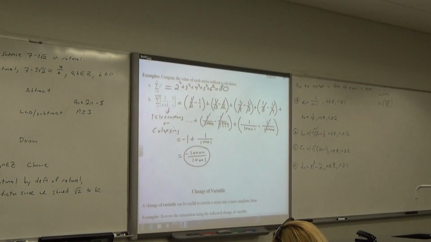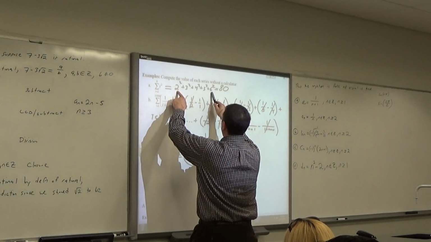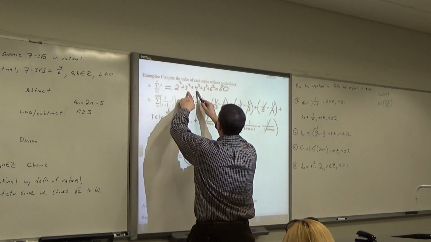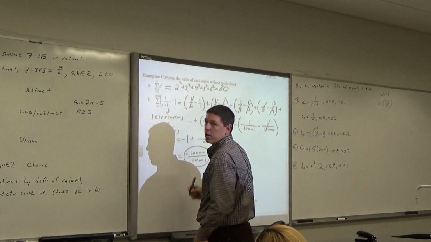I answered that A is supposed to be 90, not 80. Okay, so this is going to be 40, and then this will be 25, and then 40. I'm sorry, it's 40 and 25, and then 25 and 1. Yeah, you're right. It is 90.